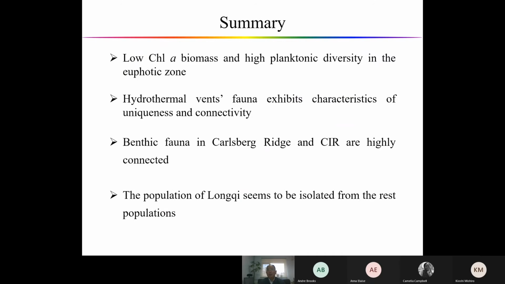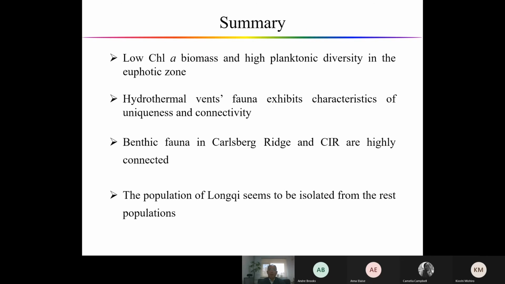Okay, a summary of the first part. We have done several surveys in the Indian Ocean regions. We found that the euphotic zone has low chlorophyll A and high planktonic diversity. The fauna of hydrothermal vents exhibits features of unique endemism and connectivity.